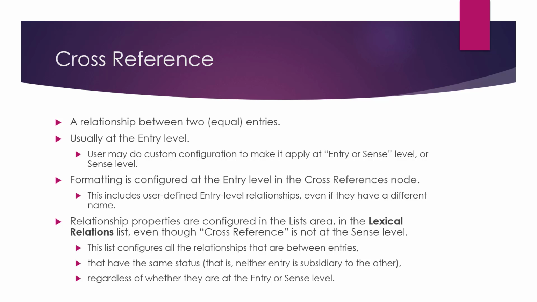Now, if you want to adjust the properties of this relationship, maybe make a new entry-to-entry relationship or with a different name, or adjust the abbreviation, then the place to configure it is also in the list area, and it is also in the lexical relations list. Now, normally lexical relations are at the sense level, but in the lists area, that one list is used for all of the relationships that are between two peer entries with the same status. So whether the relationship is entry to entry or sense to sense, in the lists area, it's configured in the lexical relations list.